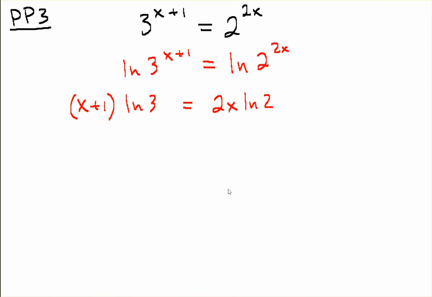Okay, be kind of careful here so you don't get lost with where the x's should be. Distribute the ln to the x, so x ln 3 plus ln 3. So now we've got to think about the x. Where do you want the x? What should you move in order to get x by itself?